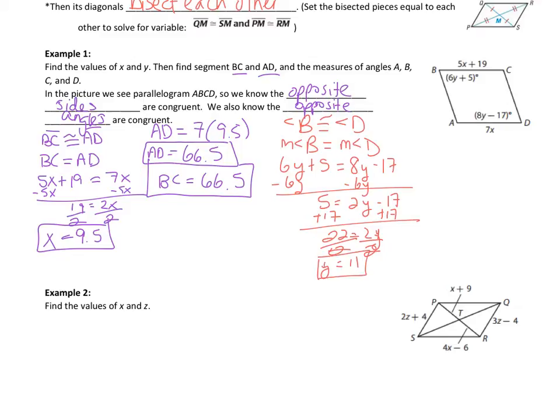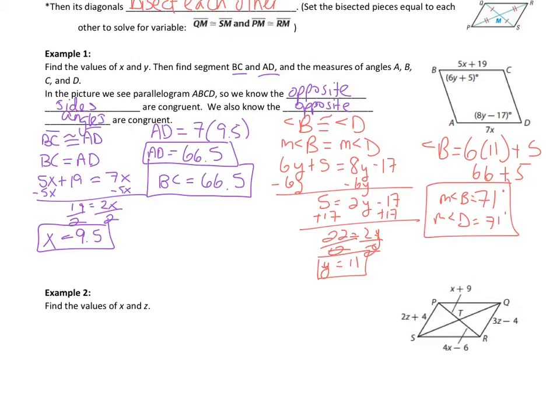So when I solve for y, I can now put that back into either of the angles. If I start with angle B, I've got 6 times 11 plus 5, so that would be 66 plus 5, which would be 71 degrees for the measure of angle B. The measure of angle D should be exactly the same, and that would also be 71 degrees.